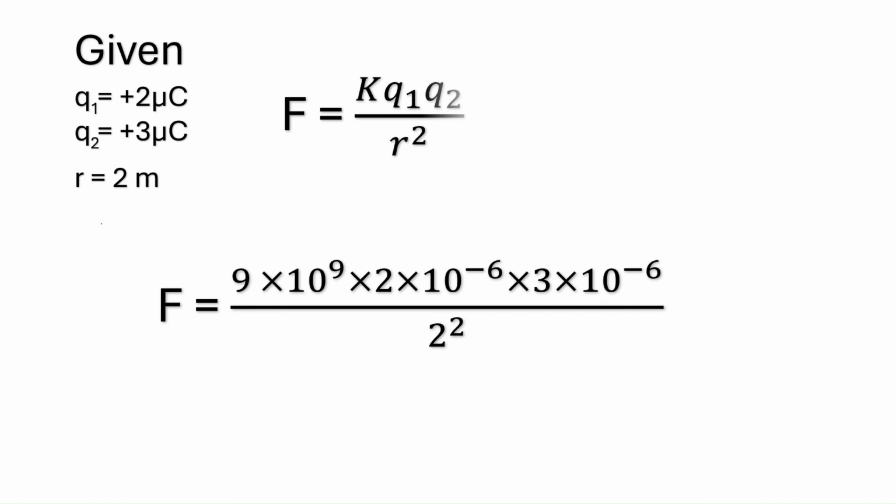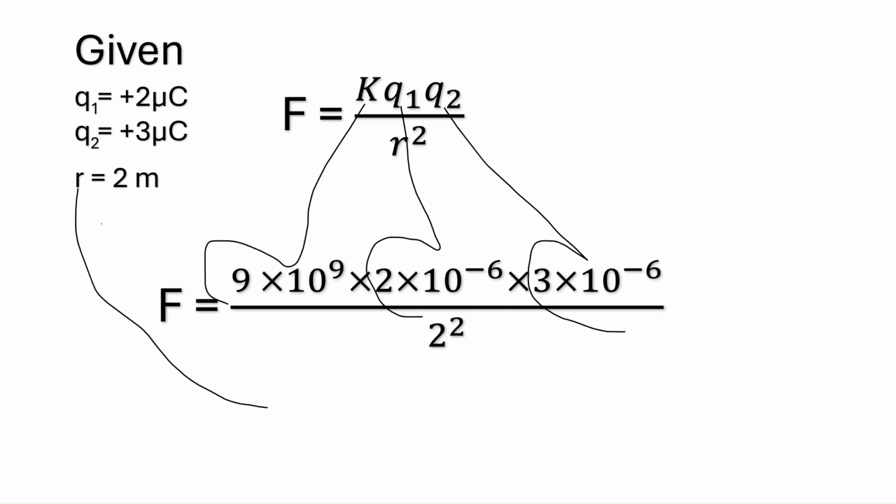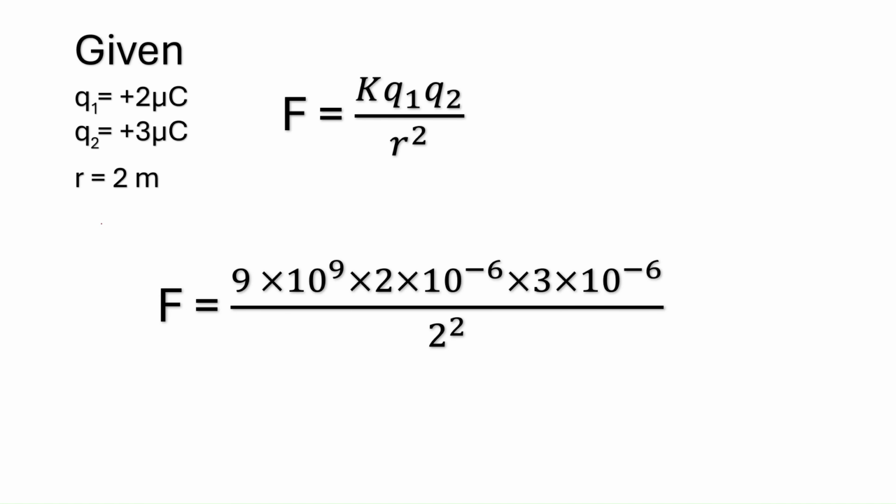The second step is to write the formula. Then substitute the known values carefully. Take your time. Most mistakes happen because students rush this step. Now simplify the numbers first. Then simplify the powers of 10. Finally divide by the square of the distance.